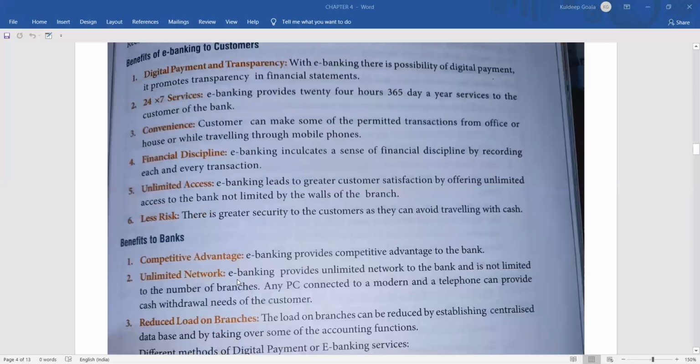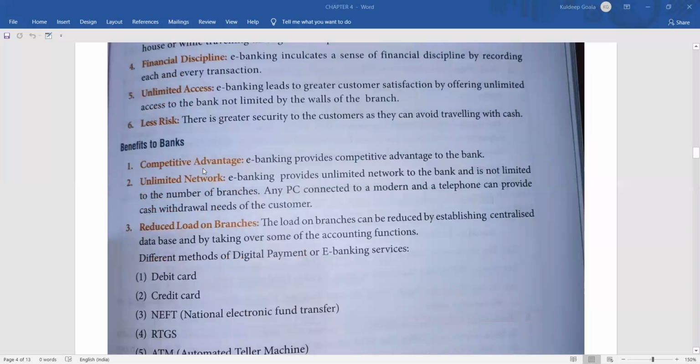Then coming to the next one, benefit to the bank. The first benefit is competitive advantage. E-banking provides a competitive advantage to the bank, because if the rush in the bank is less, that means the customers are using online banking. If they are using online banking, they are giving more time to the bank employees to concentrate on other activities. So that is one benefit.